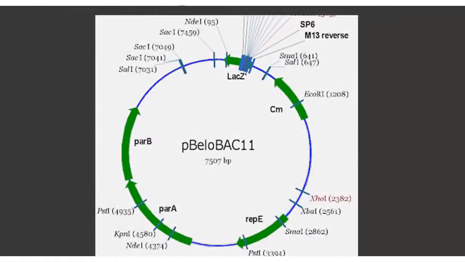Similarly, it can be represented with the help of a diagram. The origin of replication, the selectable markers, and you can see a whole lot of restriction sites. So that makes it very useful, and that is why it was used. You must remember it was used for the Human Genome Project.